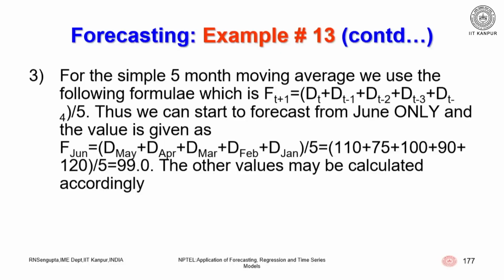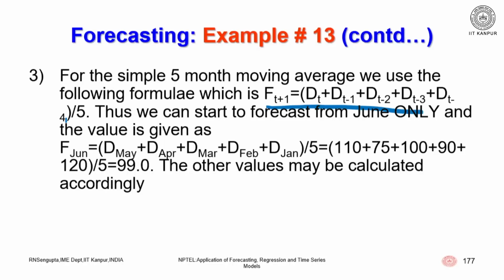The other values may be calculated accordingly and you can proceed to find out the values. The third part of the problem is where we want to find the simple 5-month moving average, where we use the 5 months together with equal weightages. So, it will be 1/5 for all.